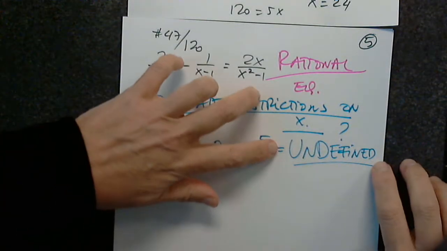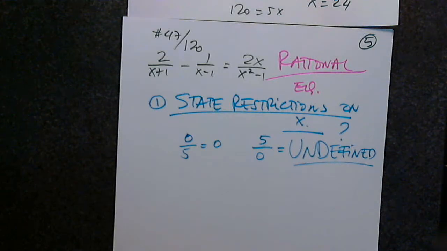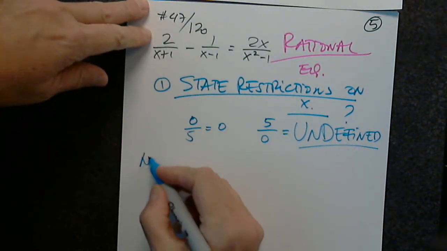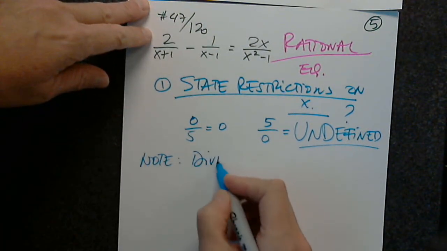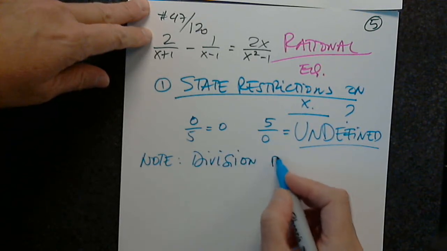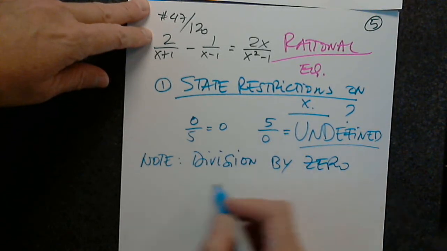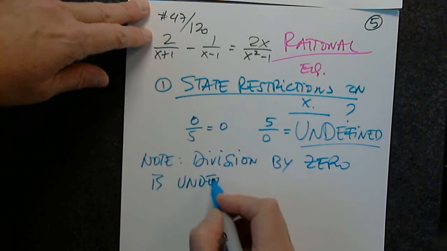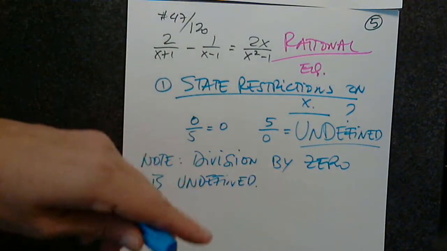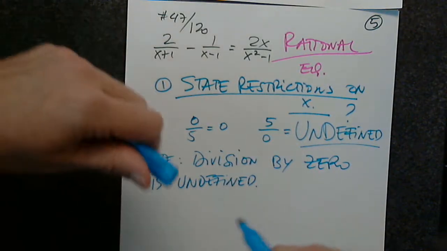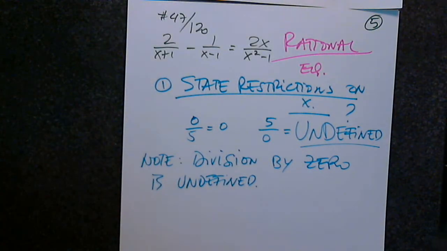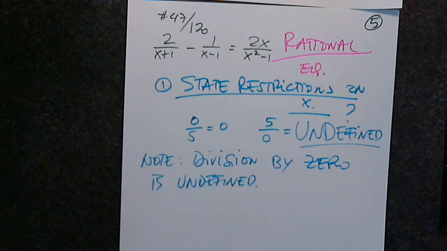So we like to use this fancy word, but it really means it does not exist. I can't find a number that replaces this. It doesn't exist. Okay, so let's write a note. Division by 0 is undefined. Of course, if you write it doesn't exist, I'm fine. If you say there is no number that replaces it, I'm fine with that too. But we like to use undefined. So those restrictions would be -1 and +1? Correct. Very good.